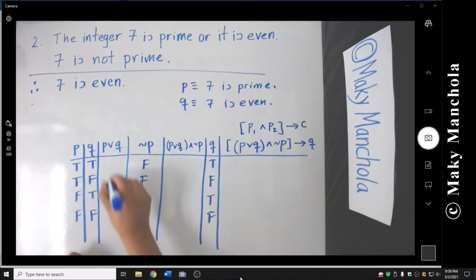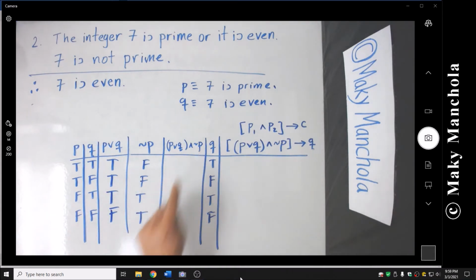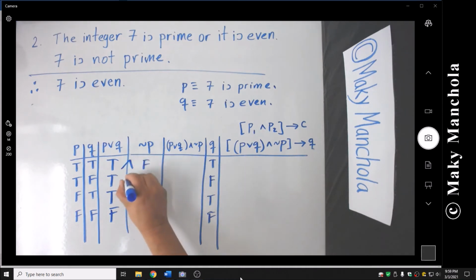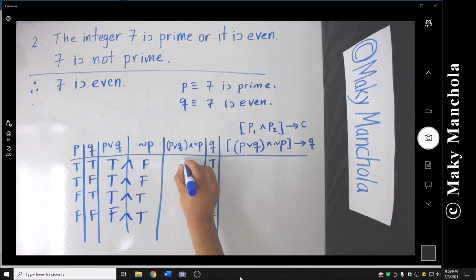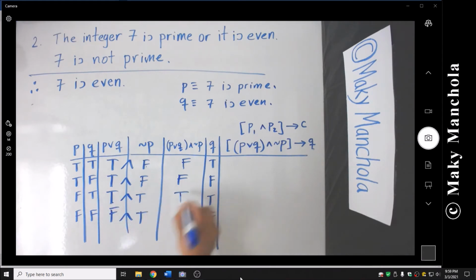True or true is true. True or false is true. False or true is true. False or false is false. Now we are ready for their conjunction. So and. True and false is false. True and false is false. True and true is true. False and true is false.